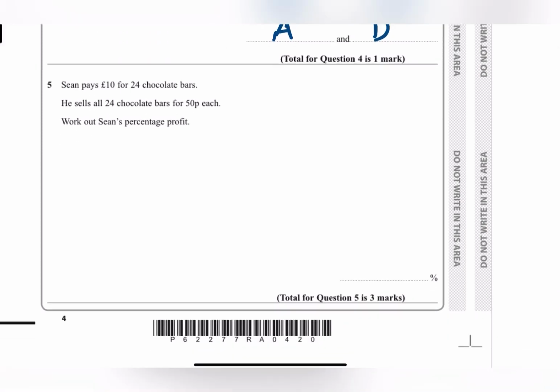Here, Sean pays £10 for 24 chocolate bars and he sells all 24 chocolate bars for 50 pence each. So work out Sean's percentage profit. That's what you have to find. So our first understanding is, we know 100 pence is 1 pound, right? So the cost of 24 chocolate bars is 10 pounds. We know that. And then the selling price of one chocolate bar was 50 pence. So the selling price of 24 chocolate bars, you can find.